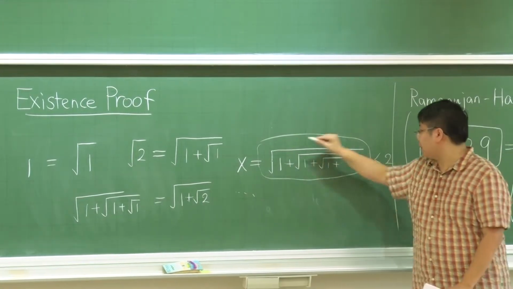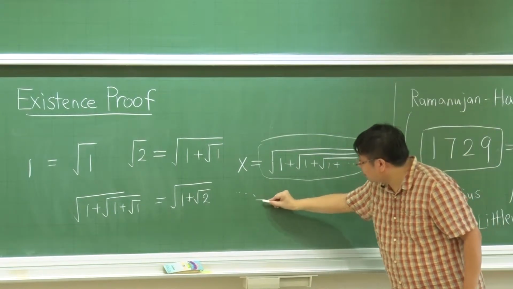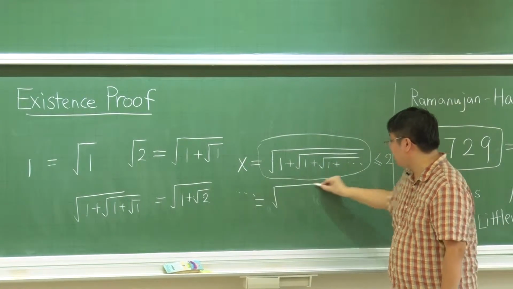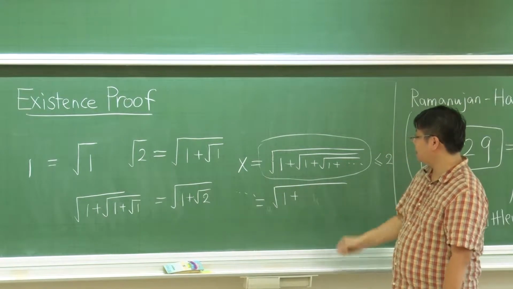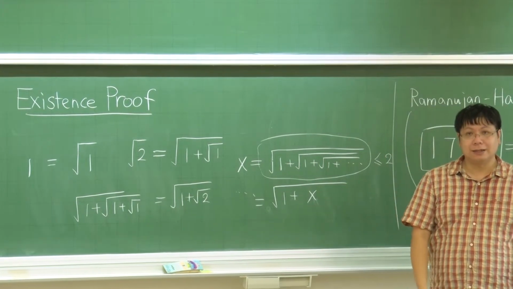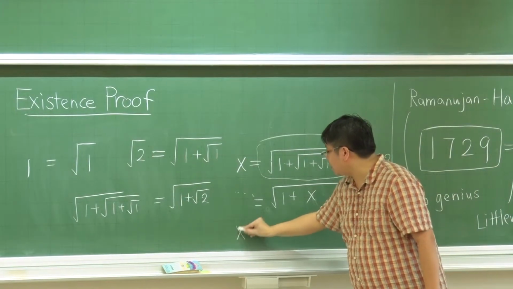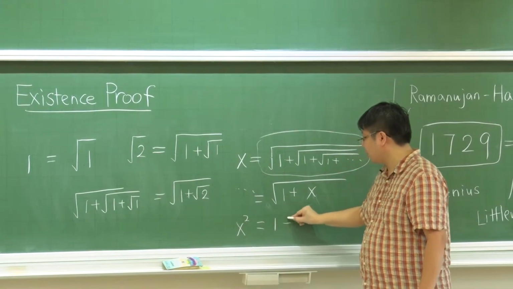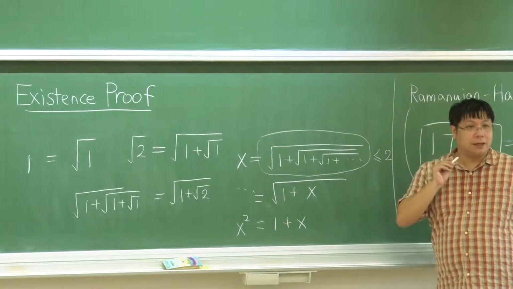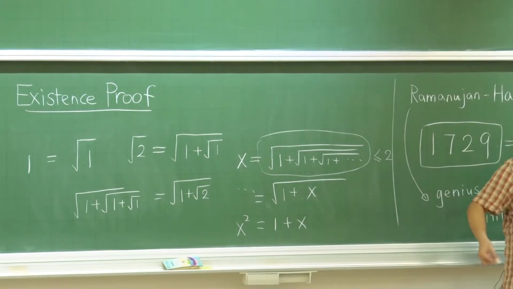Okay, x is equal to this one. So x is equal to what? X is equal to the square root of 1 plus x. Is that okay? And then you solve this, you will get x squared is equal to 1 plus x. And then after doing this quadratic equation, you solve it.